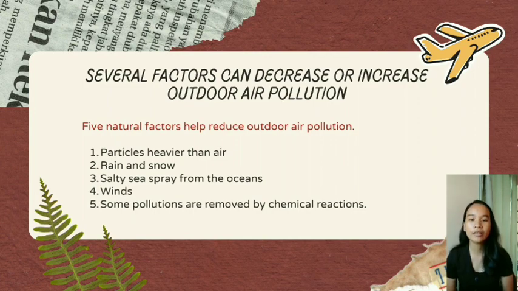And the fifth one is that some pollutants are removed by chemical reaction. For example, sulfur dioxide can react with oxygen in the atmosphere to form sulfur trioxide, which reacts with water vapor to form droplets of sulfuric acid that fall out of the atmosphere as acid precipitation.